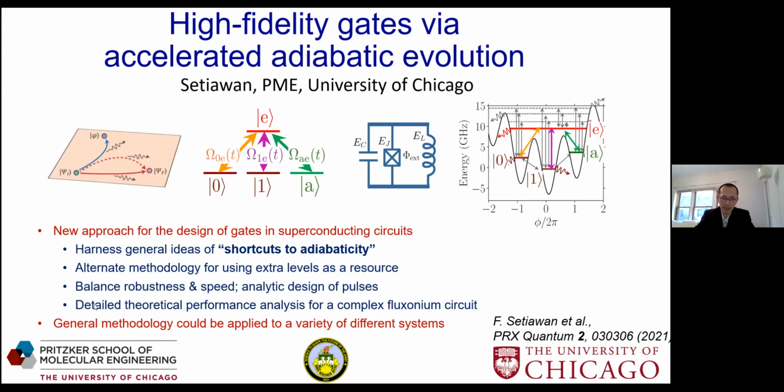I will give you a detailed theoretical analysis of how to use this shortcut to adiabaticity approach to design a high-fidelity gate in the superconducting fluxonium circuit. I would like to emphasize though, even though here I'll focus on a specific setting, which is heavy fluxonium, our idea is actually general and can be used for a variety of different systems. Our work is published recently in this journal. You can look at it if you want to know about the details.